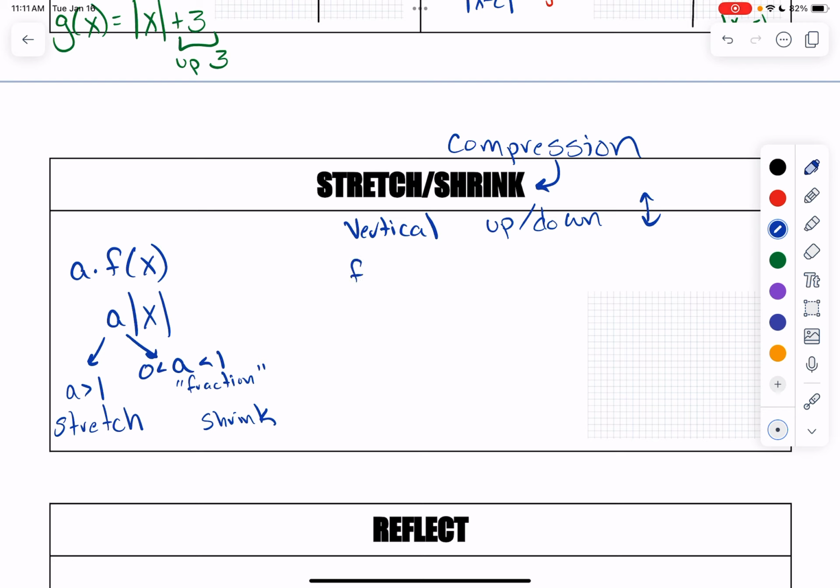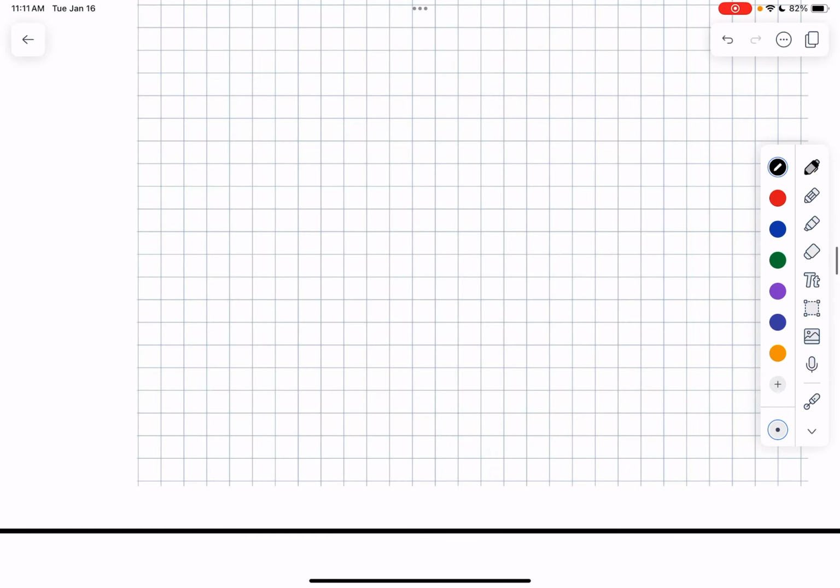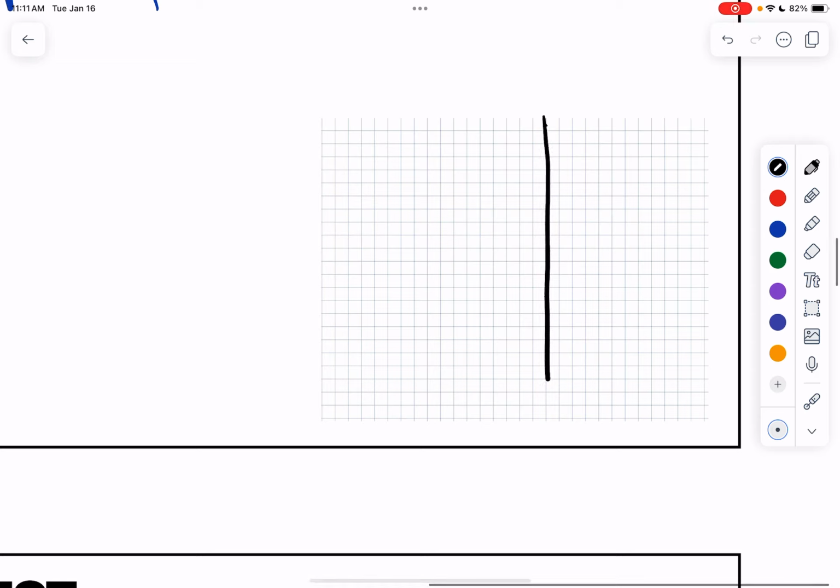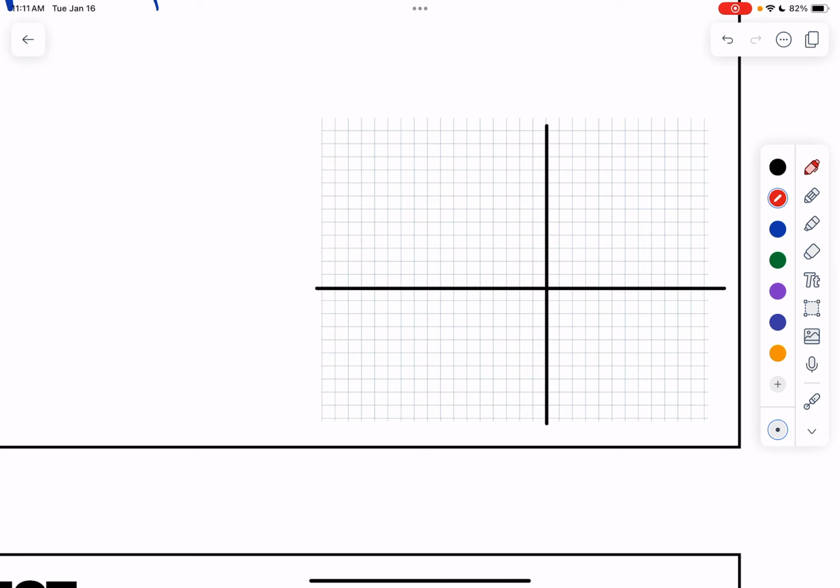The best way to demonstrate this is to just go ahead and do an example. So again, let's graph our parent function over here. Sorry, this graph is so tiny. It's just the absolute value of x, right? It looks like this, it just hits those diagonals. So there's our parent.